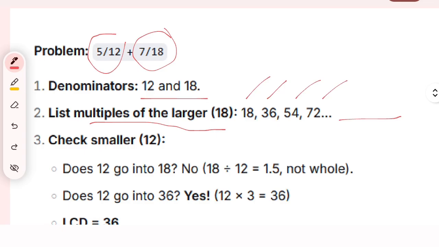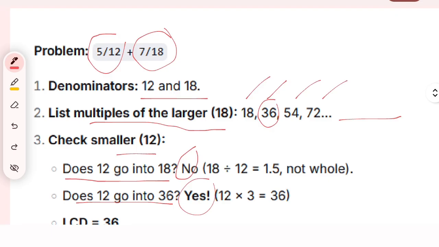Next we will go to the smaller denominator, 12, and ask ourselves, does 12 go into 18? The answer is no. Next we will go to 36. Does 12 go into 36? What do you think is the answer? The answer is yes, of course it does.